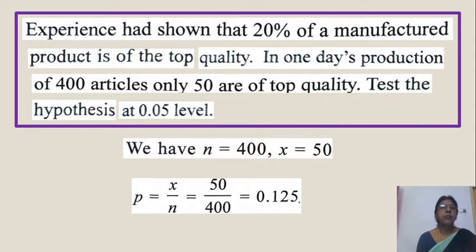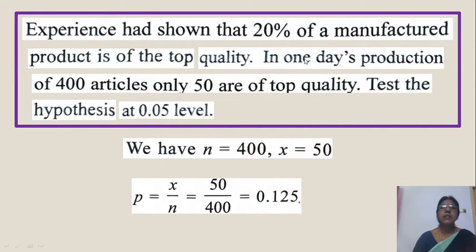See the next problem. Experience had shown that 20% of a manufactured product is of the top quality. In one day's production of 400 articles, only 50 are top quality. Test the hypothesis at 0.05 level. Here in this problem alpha is given as 0.05. So what is the question here? Test the hypothesis.